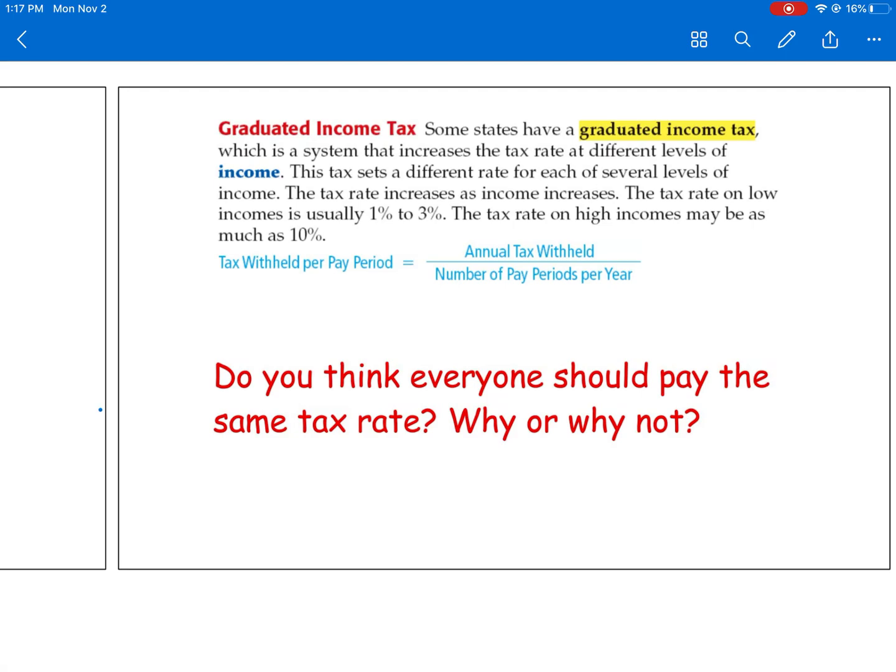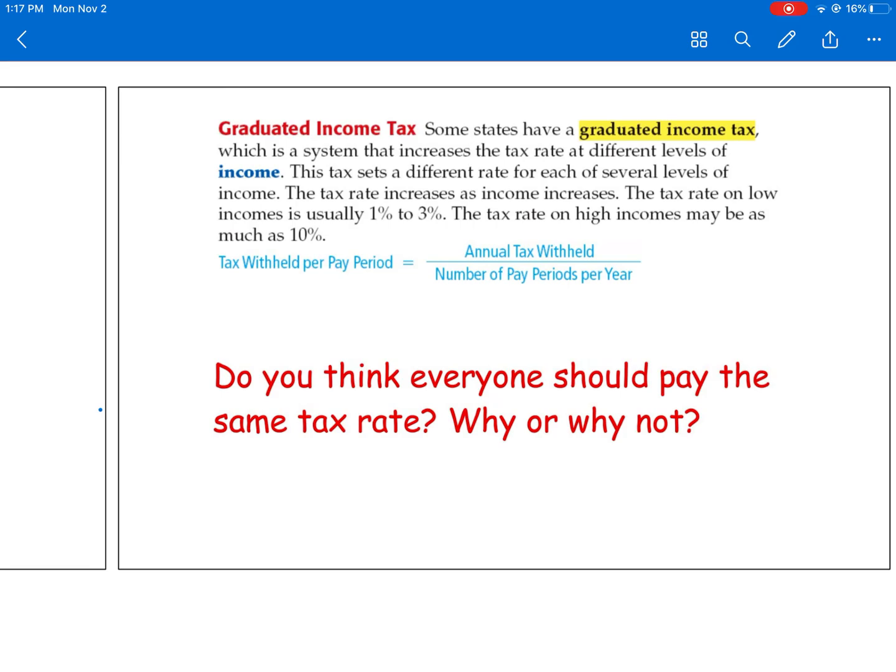So one state that has it, which you may not know, is North Dakota. Ours is really low though. Ours is less than 3% for all levels. So North Dakota does have a very low state income tax rate.